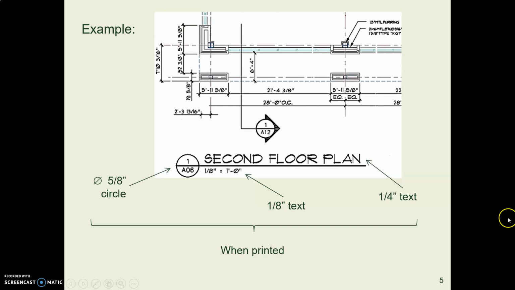This is out of our textbook. So this is what a typical title under a plan will look like. There's a circle. Make the circle 5/8 of an inch in diameter. Run a line through the middle of the circle and horizontally out underneath the text, and then make the title text 1/4 inch high. Make the scale 1/8 of an inch high, and this is when it's printed.